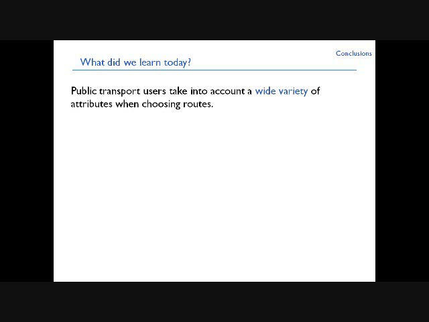So just as a conclusion, because I'm very interested in the questions that may come, we can say that public transport users take into account a wide variety of attributes when choosing routes. It's not only time, it's not only fare, but the many things that are important for travelers.